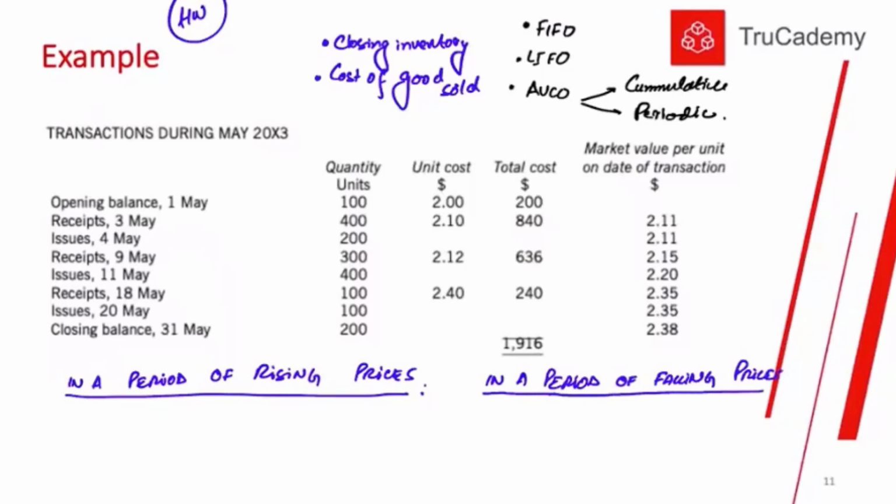In this question, unit cost is first 2, then 2.10, 2.12, and 2.40. So what is happening basically in this question? It's a period of rising prices. So today, this will be your homework. You can attempt all these methods. And after that, tomorrow, we will be discussing the reconciliation, that is, how closing inventory and cost of goods sold differ in a period of rising prices if we select any one of these four methods.